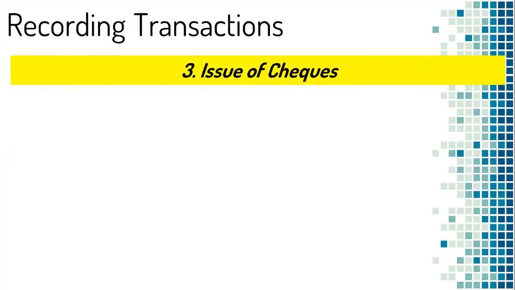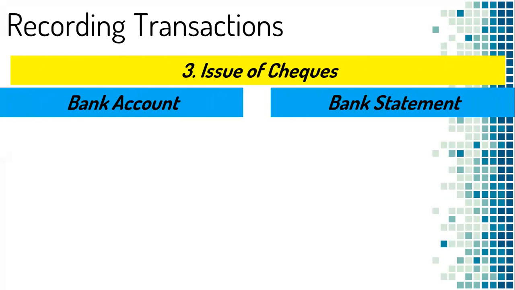Right? Third one, issue of checks. When the checks are issued to make various payments, I'm going to explain how the business records it and how the bank records it. Once again, try to memorize: the bank account is updated by the business and the bank statement is updated by the bank.